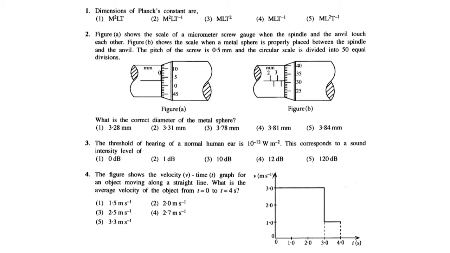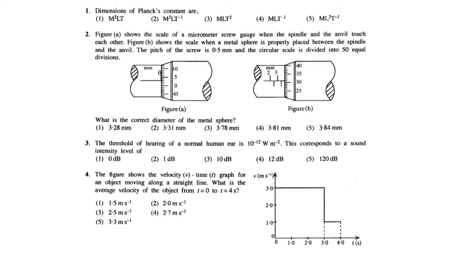Otherwise you can use the energy of a quantum equation. E equal hf. h equal E over f. So using the dimensions in each quantity, you get m L squared t minus 1. Answer is 5.